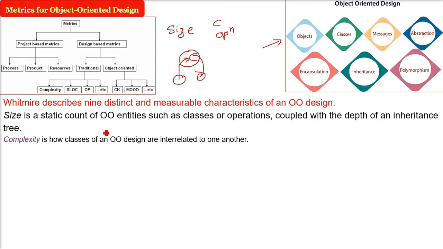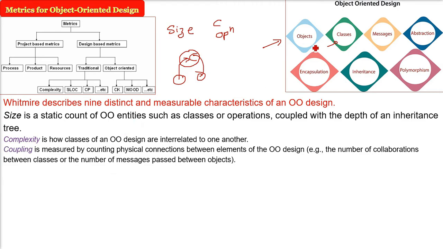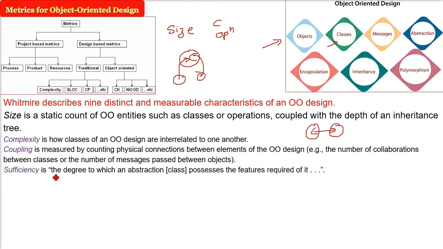For example, complexity. Complexity is all about how classes of an object-oriented design are interrelated to one another. So we'll talk about the interrelation here. Coupling is the measure we measure by counting physical connections between elements of the object-oriented design. For example, the number of collaborations between classes or the number of messages being passed between objects.